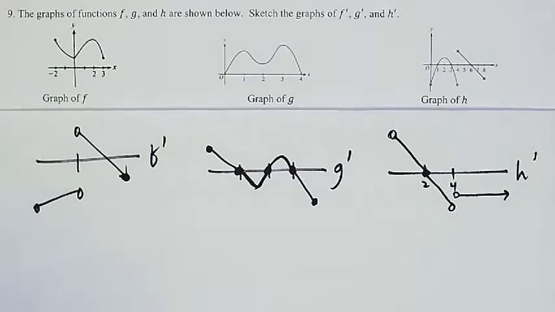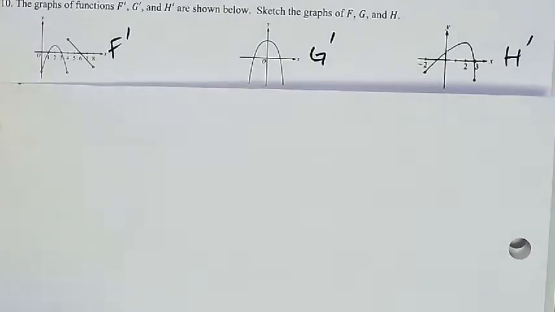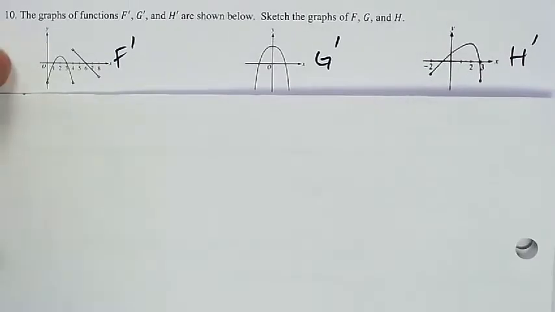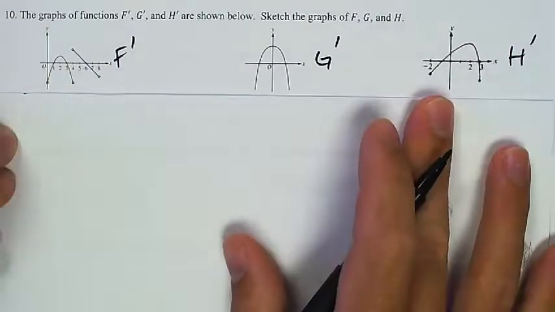That's us drawing the derivative given the original, and I think number 10 is going to be the opposite. Here's the derivative, draw the original. Draw something that could be the original, right? Yeah, so let's start with, okay, there's f prime. Let's sketch the graph of f.